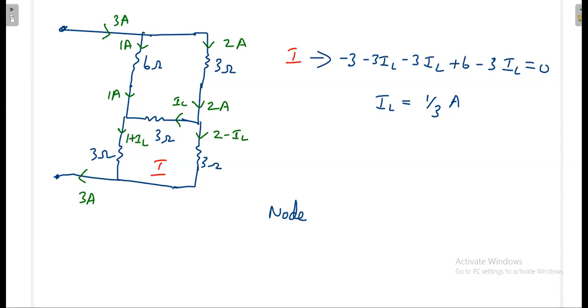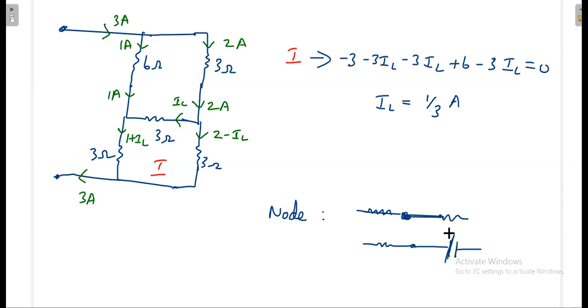Node means there should be at least two element connection. At least two elements should be connected. That is called as node. Again, these two elements not necessarily to be the resistance. One can be resistance, one can be a capacitor or some any other element.